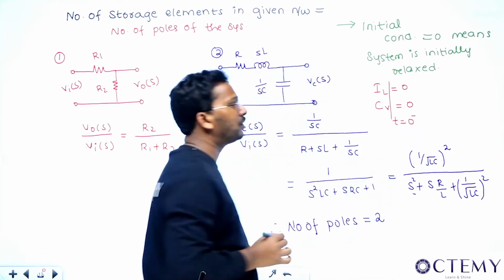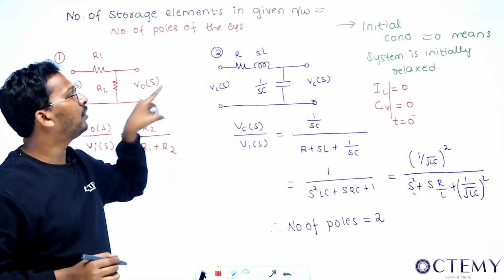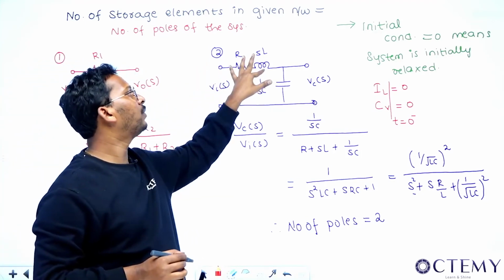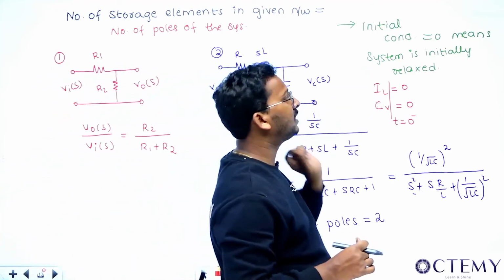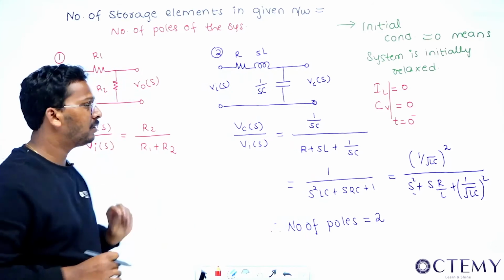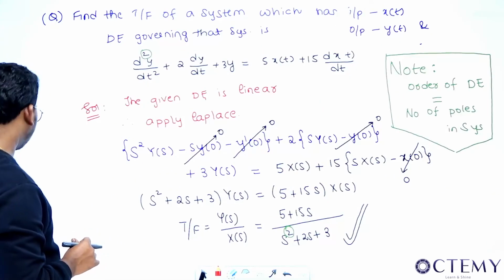Before time t equal to 0, that means whatever input you are giving, the system only takes it from this point. Before that input is given, the initial conditions are assumed to be 0. That means the system is initially relaxed. These are the words he will use, sir. Right? Very good.